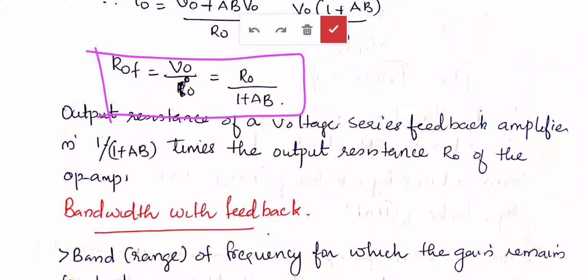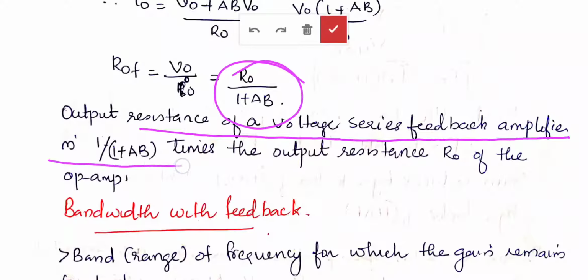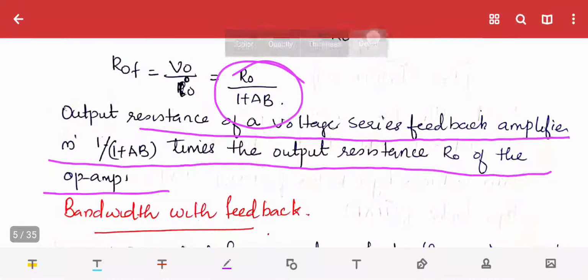So it's a voltage series configuration. The non-inverting amplifier is a voltage series configuration. That means at the input it is a series connection, and at the output the sampling is voltage, that means it is a shunt connection. So the resistance has to decrease. We have seen the same here. The output resistance of a voltage series feedback amplifier is 1 by 1 plus A beta times the output resistance RO of the amplifier. So this is the third thing that we have to study.